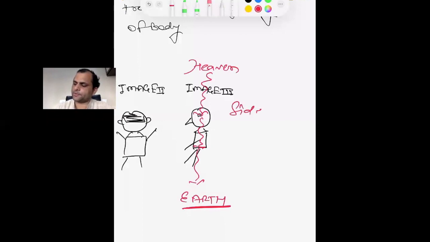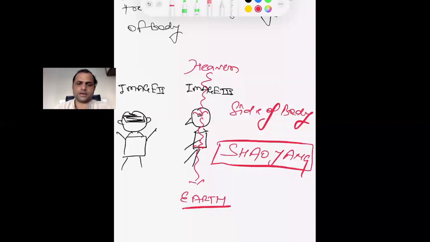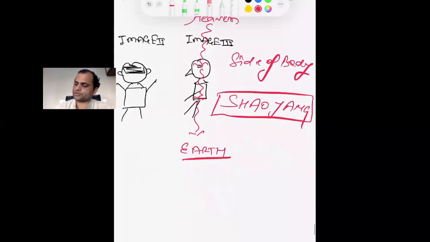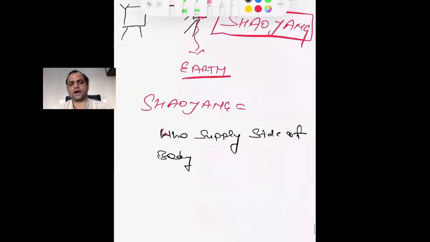And what supplies the side of the body? The name of this energy is Shao Yang. So the meaning of Shao Yang is that which supplies the side of the body. That is called Shao Yang.